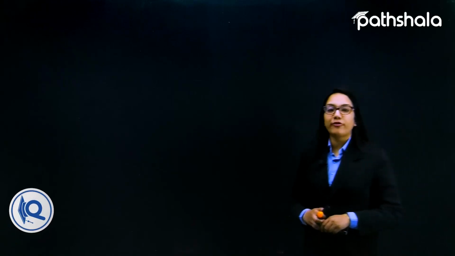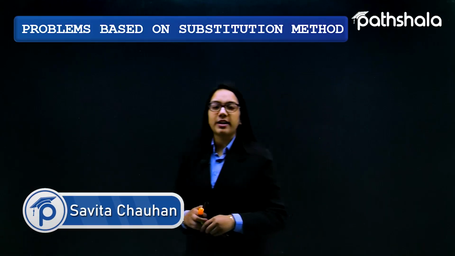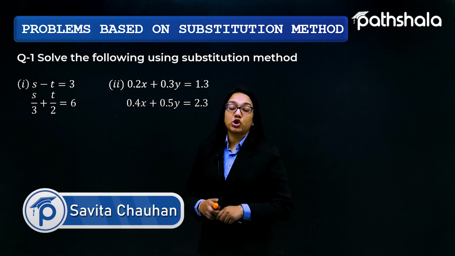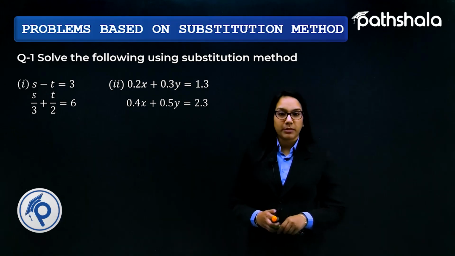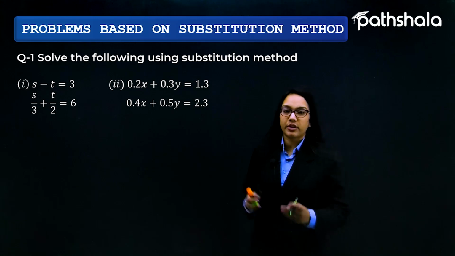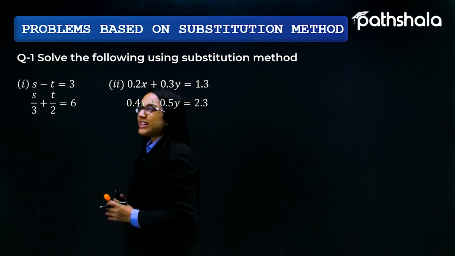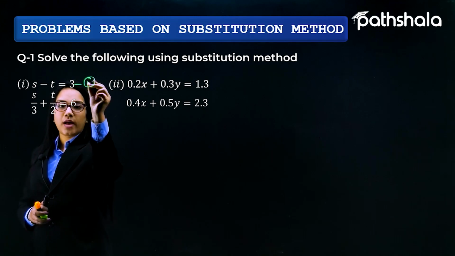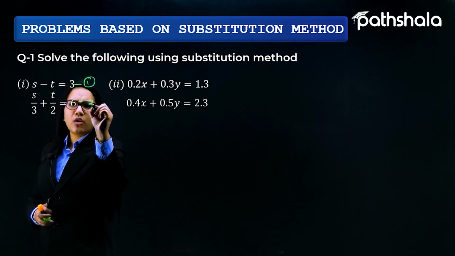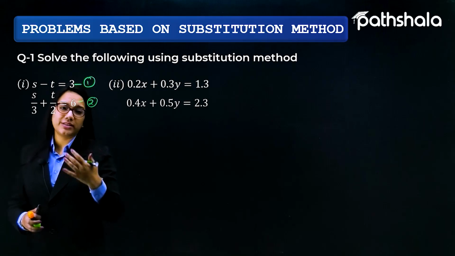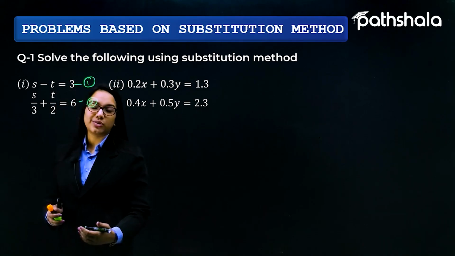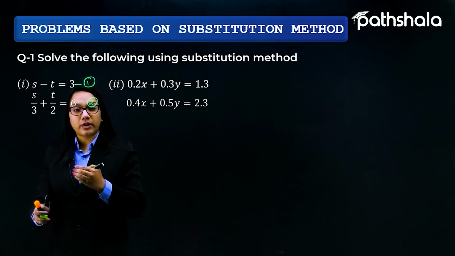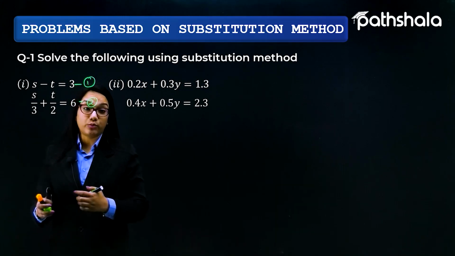Now let's move on to the problems based on the substitution method. Let's talk about the very first problem. It says solve the following using the substitution method, and we are starting with the very first part. As you can see, we have two equations. Let me take them as 1 and 2. Now rather than writing step 1, step 2, step 3, I'm just solving the equation as it is.